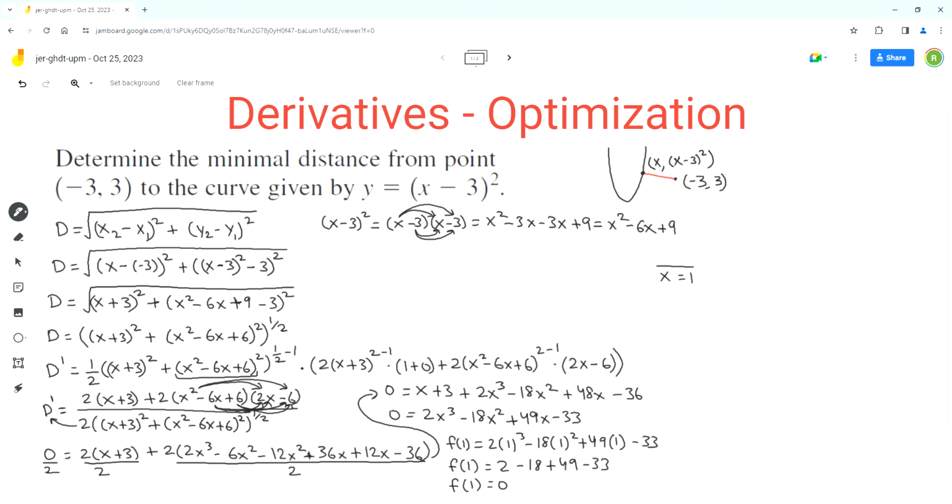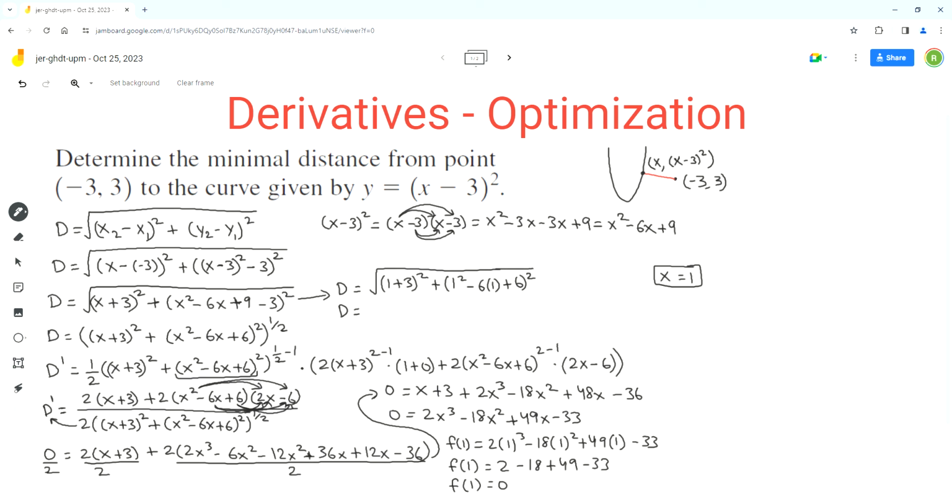Now we have to find the minimum distance. So for that we'll sub in x as 1 in this distance equation. So this is the equation we'll use. So we get distance equals the square root of (1 plus 3) squared plus (1 squared minus 6 times 1 plus 9 minus 3, which is 6) and then square.